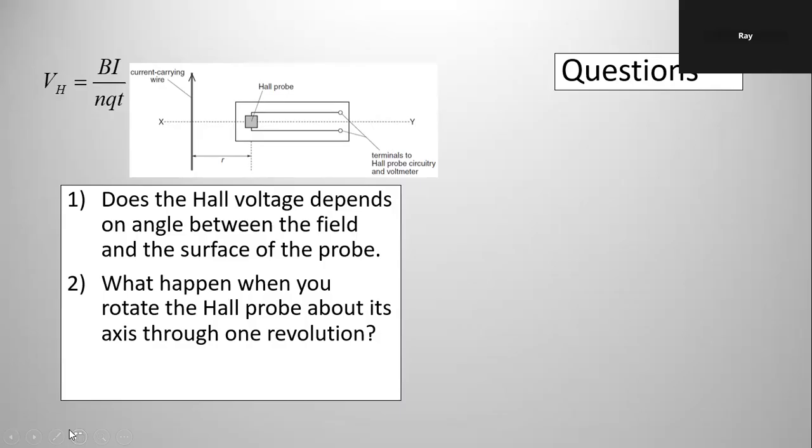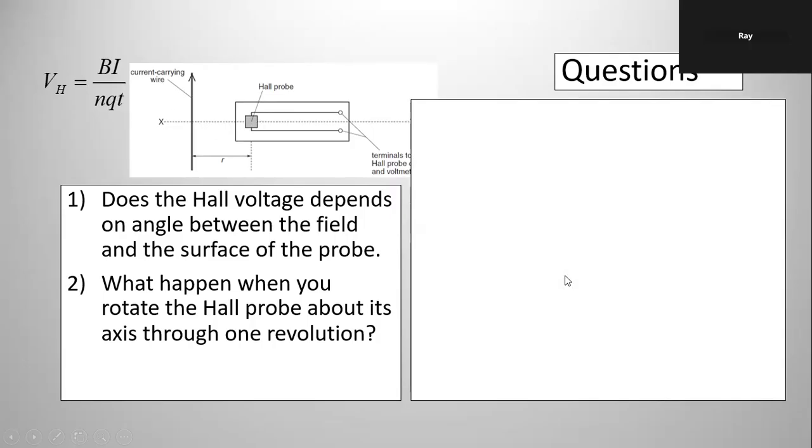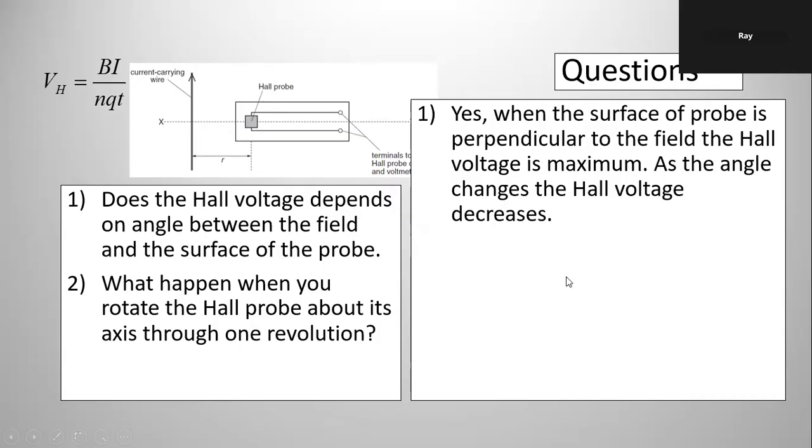Yes. We will study the next topic. The field is coming out circular, so it's perpendicular to the surface. So this is maximum. When the surface of the probe is perpendicular to the field, the Hall voltage is maximum. As the angle changes, the Hall voltage decreases. As you turn this one, the Hall voltage decreases.